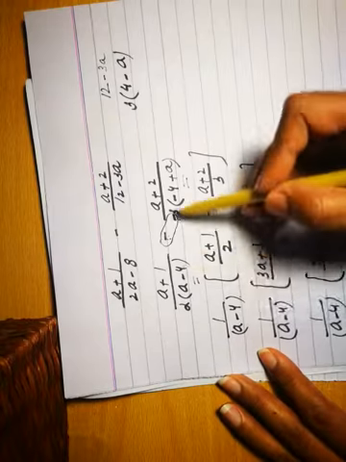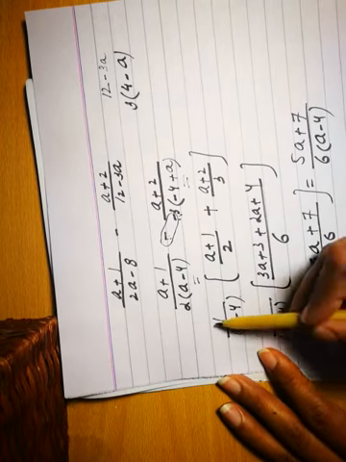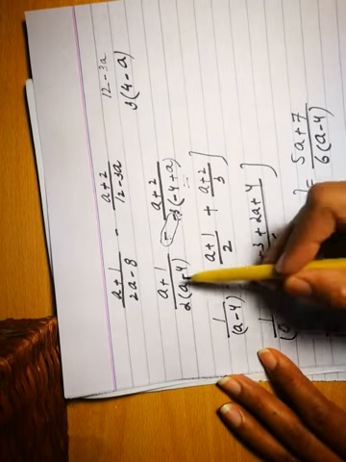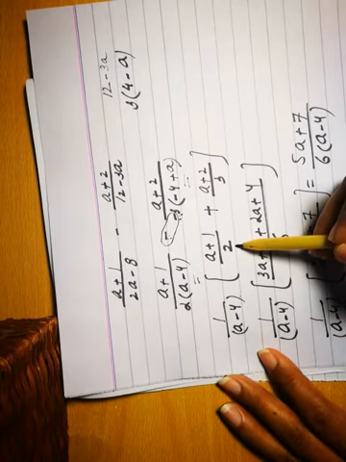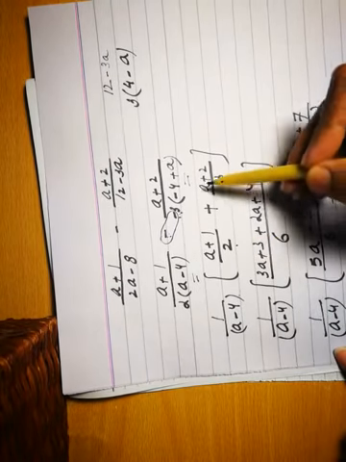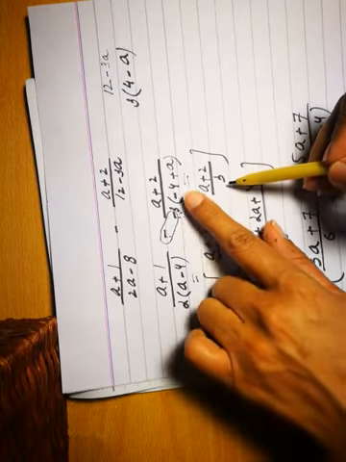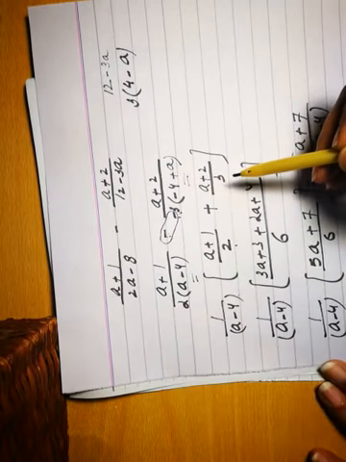Plus, you're going to have a minus 4 as a common factor. 1 over a minus 4 is common. You are left with a plus 1 over 2. You have taken this common. And a plus 2 over 3 from here because negative 4 plus a is common.